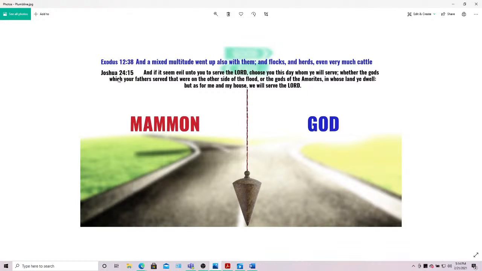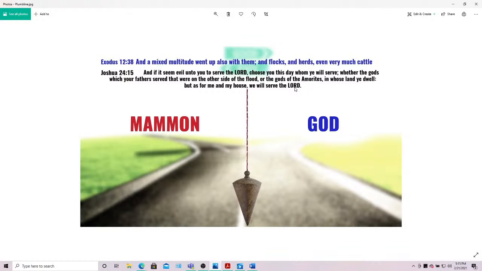So I have another precept here. We've got Joshua chapter 24, verse 15, and it says, "And if it seem evil unto you to serve the Lord, the Spirit of God, choose you this day whom you will serve." And this is your options: whether the gods which your fathers served that were on the other side of the flood of these doctrines, or the gods of the Amorites, in whose land you dwell. "But as for me and my house, we will serve the Lord." And that's Joshua letting the Israelites know during that time, choose you this day who you're going to serve.